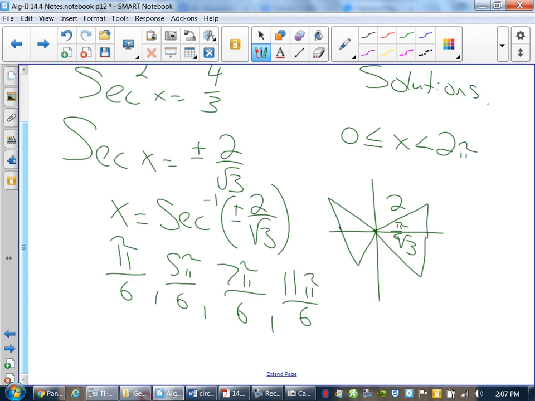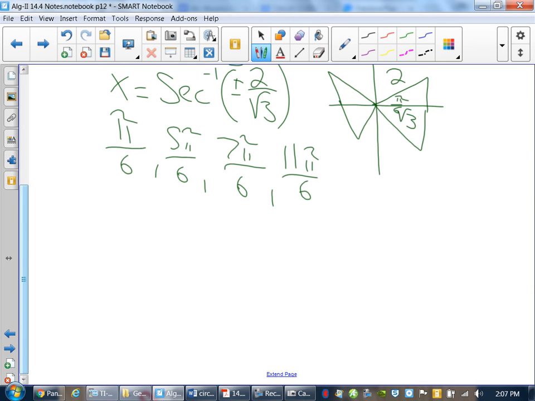Those 4 angles on one revolution, they would have the secant value of plus or minus 2 over root 3. Rationalize it to root 3 over 3, whatever. Now, I need to figure out, is there some pattern that's thrown in between those 4 solutions? If you look at the values that are there, they're going up by 4/6, right?